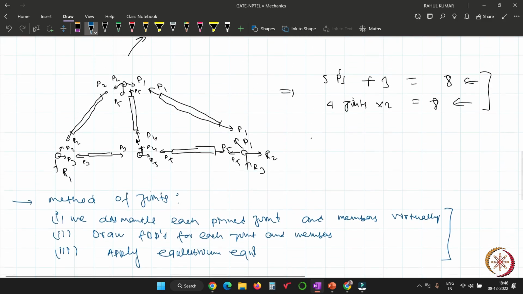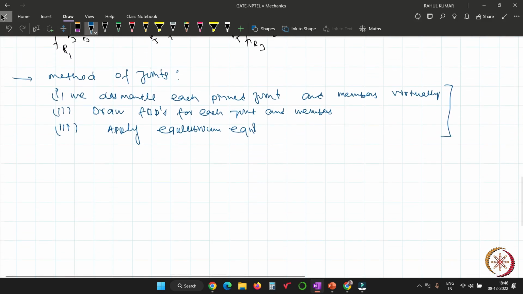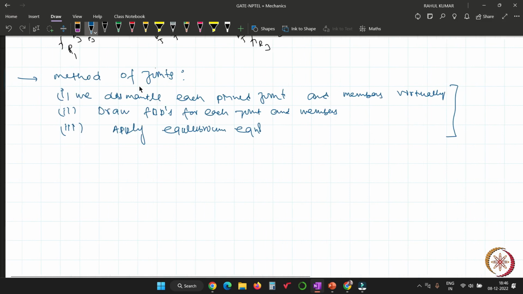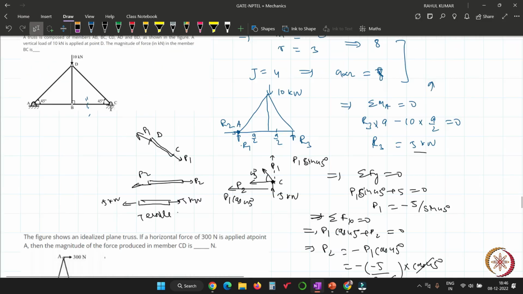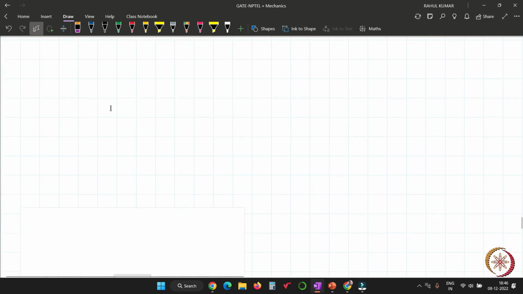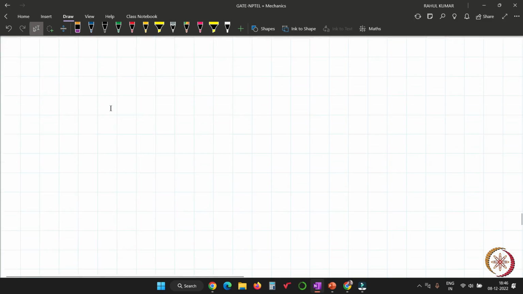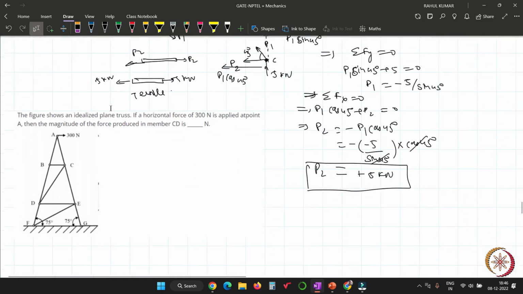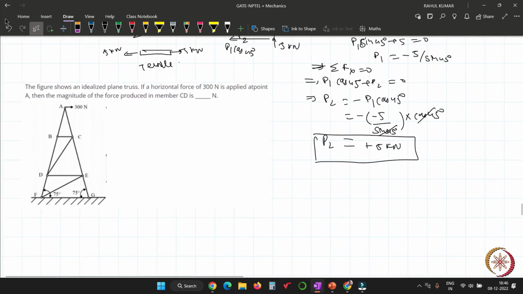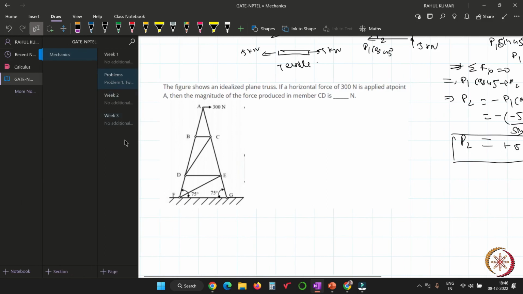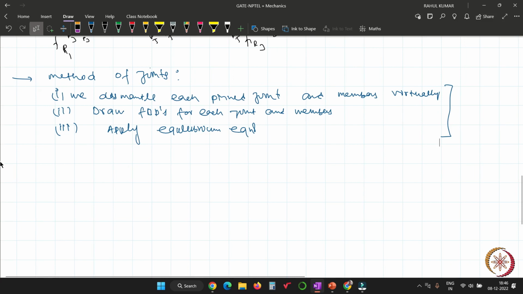I have already given one sample problem, and then I will give one more problem. Now just move on to the second method, then you will do the next problem. The second method is the method of sections.